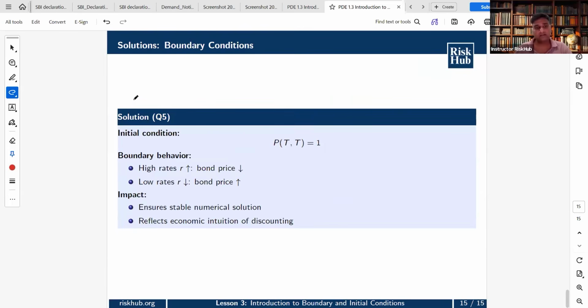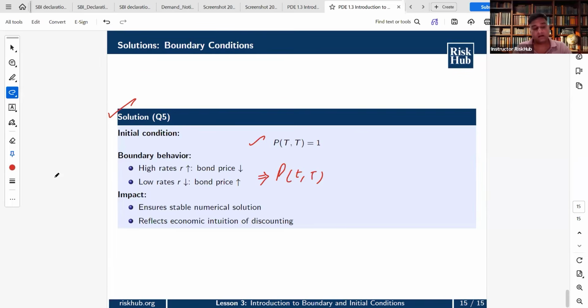Question number 5, last but not the least. The slide gives you P(T,T) = 1, right? This means at maturity, a zero-coupon bond pays 1 unit of money. For example, if the bond face value is 1, then at maturity, its value is 1. The slide calls this an initial condition, but in standard bond pricing notation it is generally written P(t,T), the price at time t of a bond maturing at T. So P(T,T) = 1 is more accurately a terminal condition because it is a value at maturity.